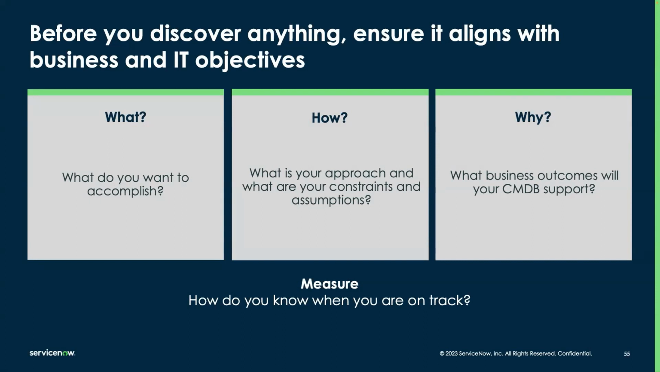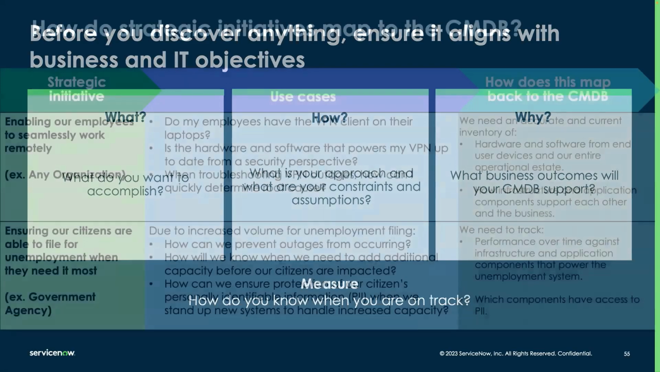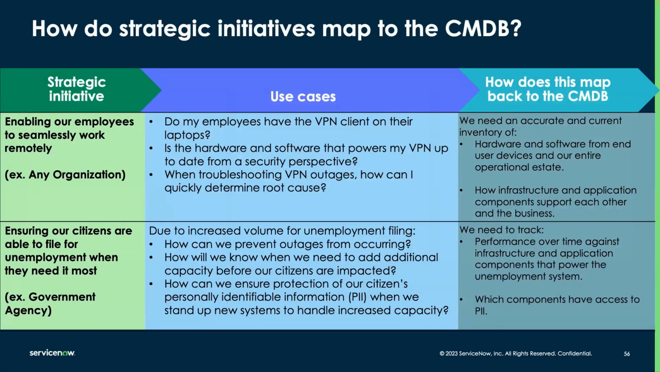Then, of course, you have to measure this on a regular basis to know if you're on track. But the key point there is making sure that it aligns with the business. And if we map this back, how do strategic initiatives map back to the CMDB? Now, this slide's a little bit older, from COVID, but it's still, we can put in anything here and it'll make sense.